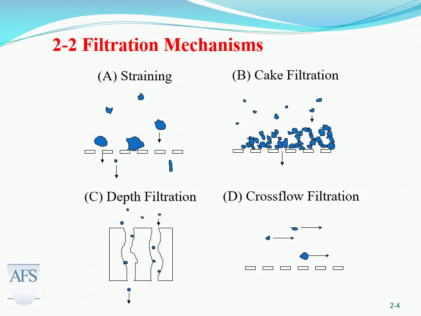Instead of particles being caught on the surface of the filter medium, if particles are caught inside the filter medium as shown in C, it is called depth filtration. This type of filter is normally used for suspensions with very low particle concentrations, say less than 100 ppm. They serve as clarification filters. Membrane filters description is written on the next page, 2-4.